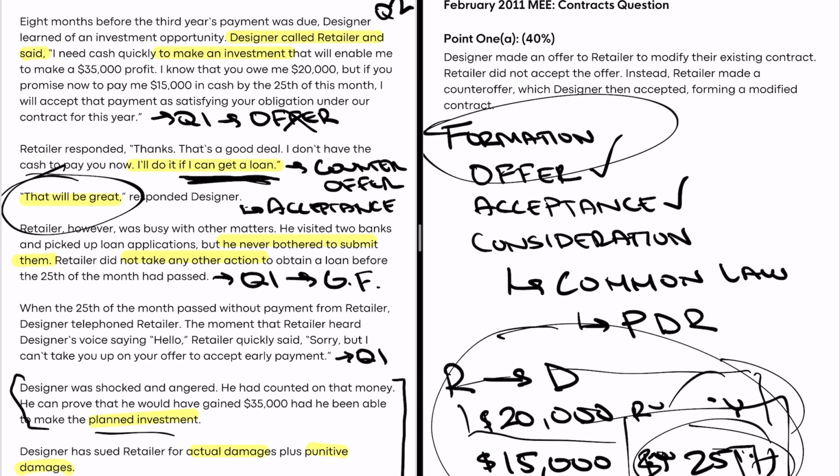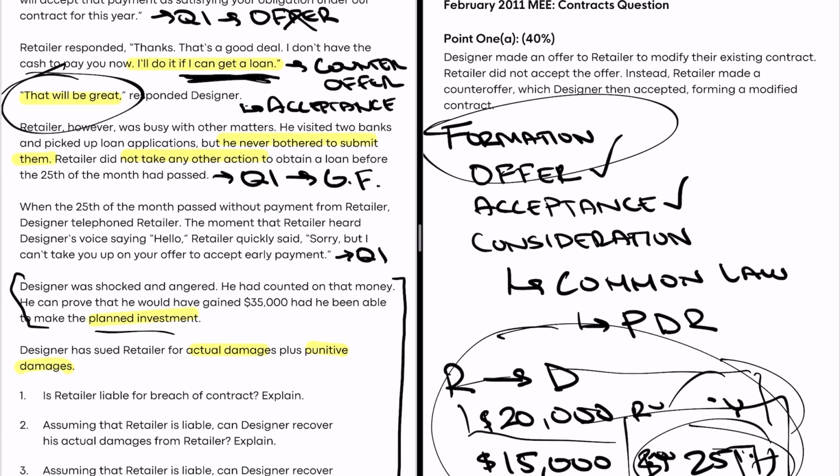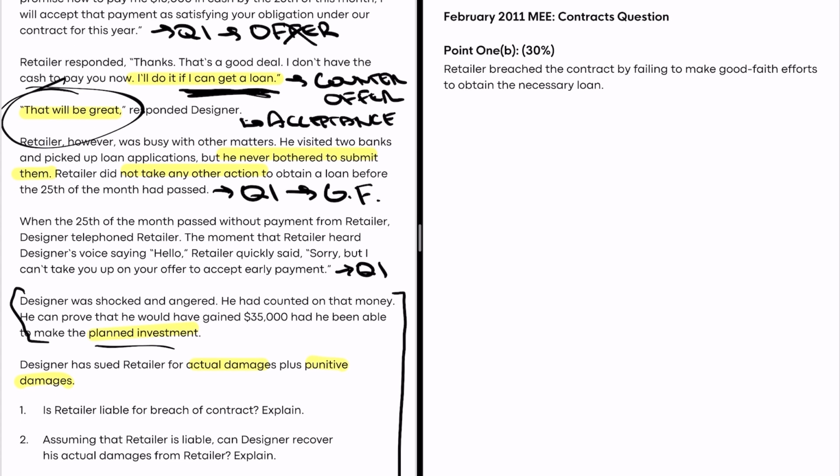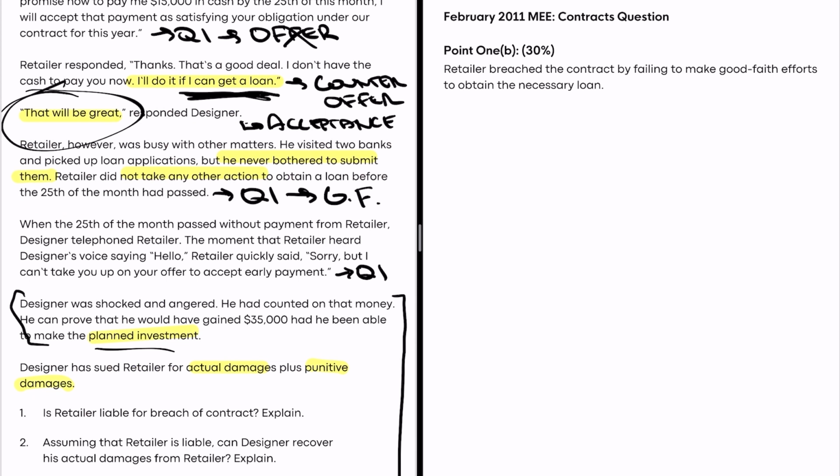We have formation of a new modified contract. To determine whether retailer breached the contract, the question is, did retailer fail to perform a duty under the contract? And this gets us to the implied duty of good faith and fair dealing. In general, every contract contains an implied duty of good faith and fair dealing. Here, retailer has an implied obligation under the contract to make good faith efforts to obtain the loan, right? Remember, the new term in our new modified contract is that he's going to do it.